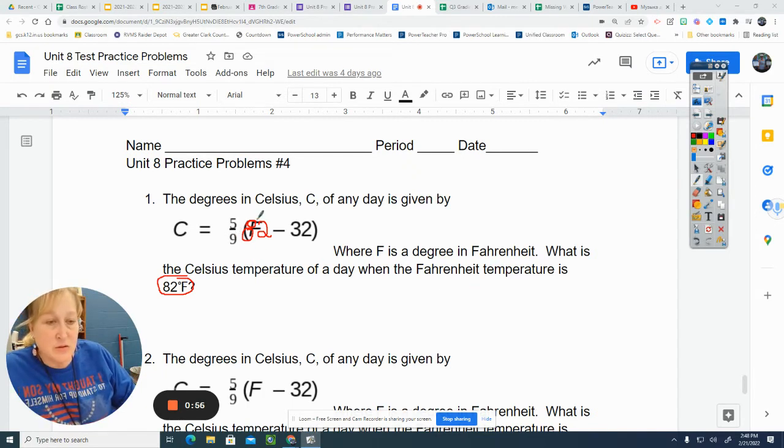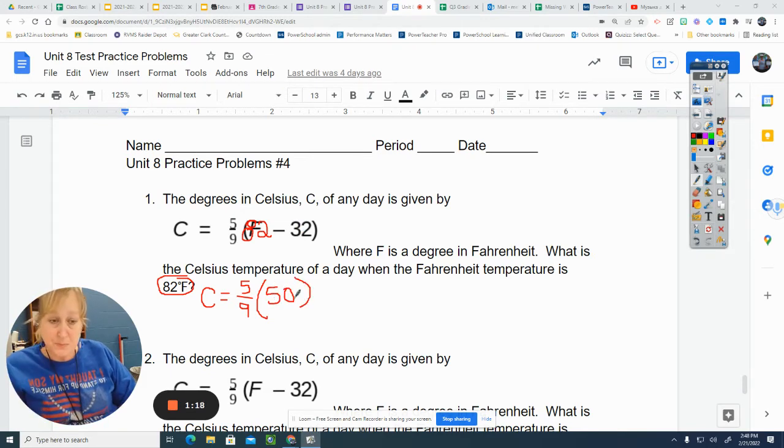Then you're going to subtract, because it's in the parentheses, 82 minus 32. So I'm bringing down the C. The C did not change. Bringing down the 5/9 did not change. But I can change 82 minus 32 to 50. Okay?